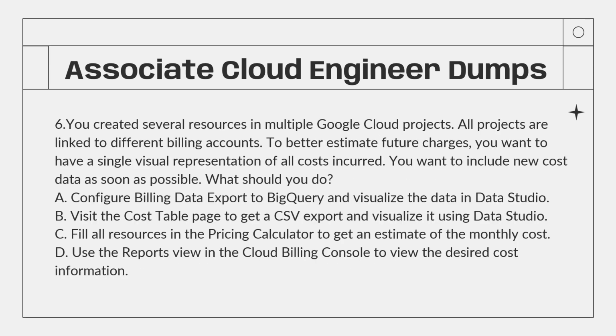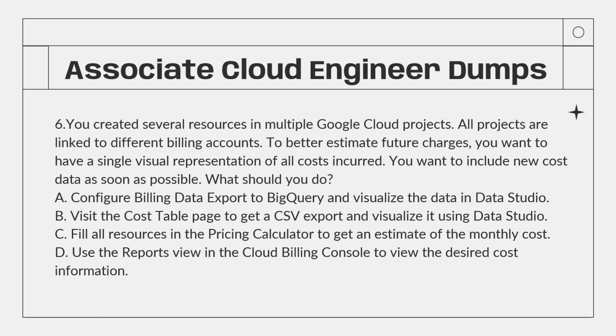6. You created several resources in multiple Google Cloud projects. All projects are linked to different billing accounts. To better estimate future charges, you want to have a single visual representation of all costs incurred. You want to include new cost data as soon as possible. What should you do?